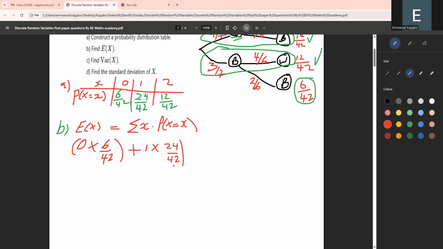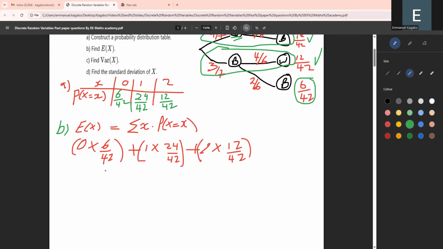Okay, very good. Now, plus 2 times 12 over 42. I'm getting my x values. These are my x values. These are the ones that I'm picking, times their probabilities. 0 times 6 over 42. 1 times 24 over 42. And 2 times 12 over 42. Altogether now, very good. I hope you have understood that.